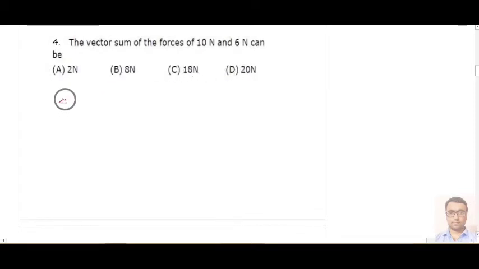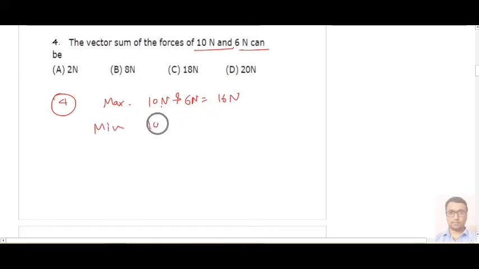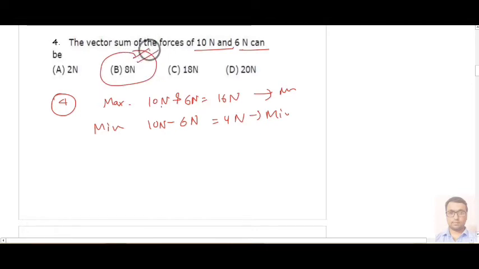In question number 4, it is saying what can be the vector sum of 10 and 6 Newton. So here we know that the maximum value of 10 and 6 Newton that can be possible is 16 Newton, and the minimum value that is possible is 10 minus 6 Newton, that is 4 Newton. So this is the minimum value of force, and here we have the maximum value of force. The option A is correct, which lies between 4 and 16.